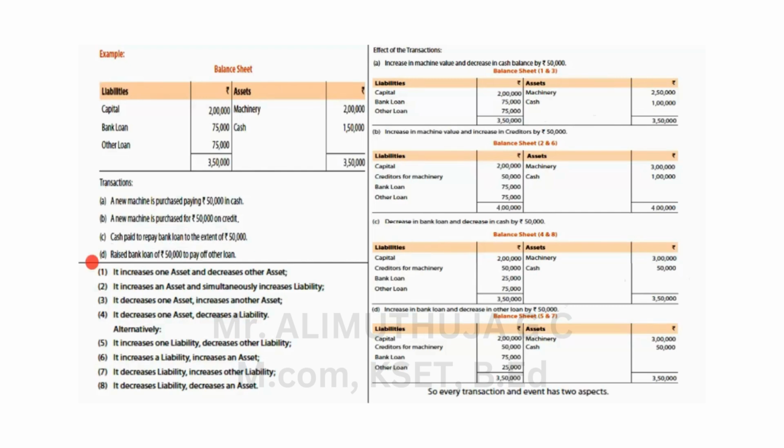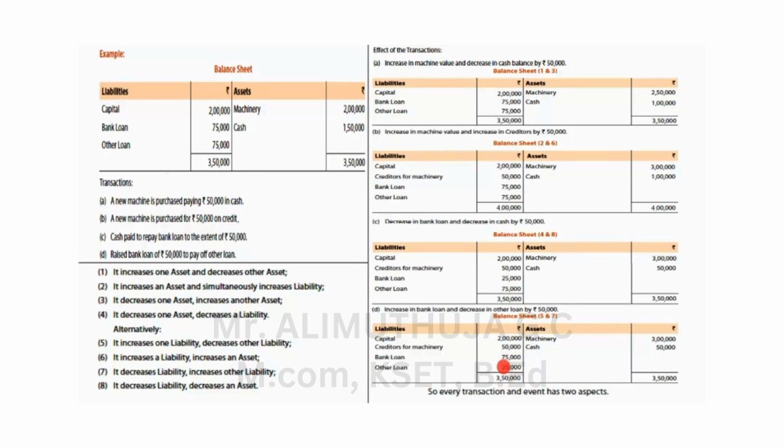I hope you understood. Transaction D, raised bank loan of rupees 50,000 to pay off other loan. If you look at here in the old balance sheet, other loan is 75,000 rupees. What it says? You took loan again 50,000 rupees and pay off the other loan. So you took the loan, that means bank loan increased by 50,000 rupees. In previous balance sheet it was 25,000. Now again you took loan, 25,000 plus 50,000 became 75,000.